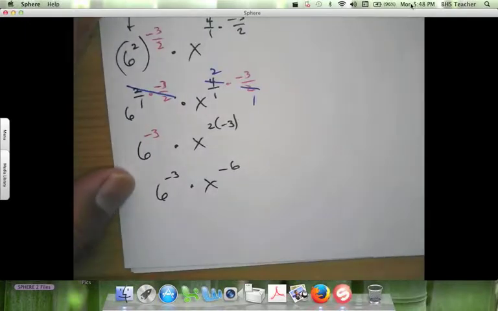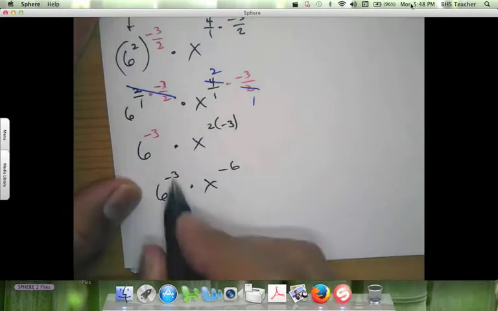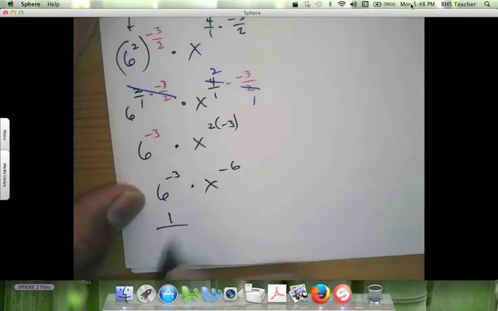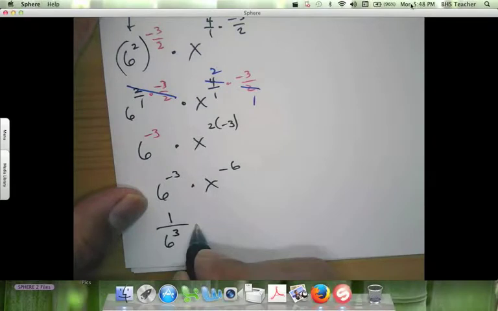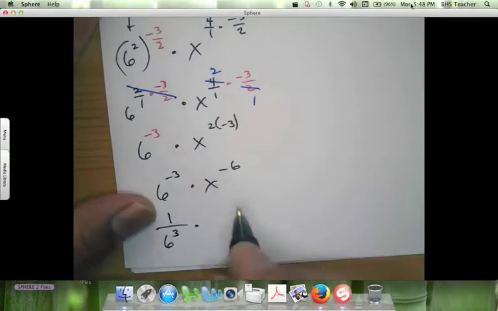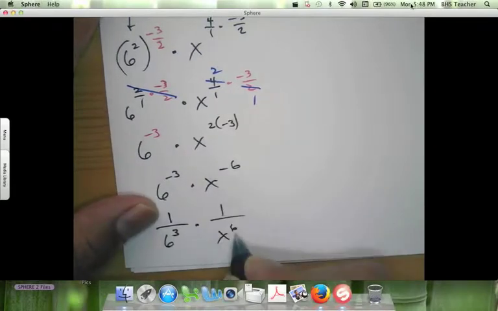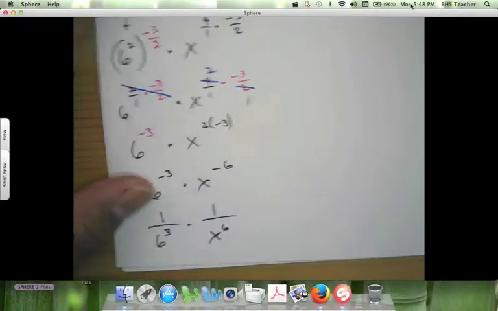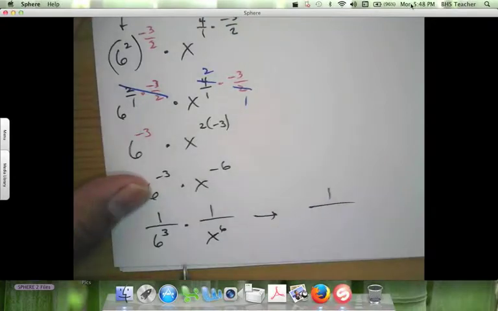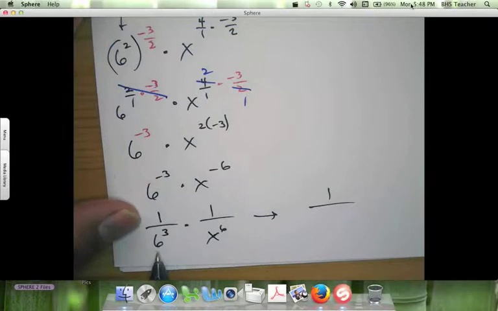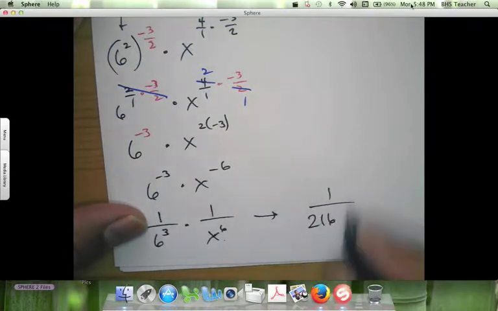6 to the power of negative 3, which we know goes under, so it's 1 over 6 cubed times, and the same thing's going to happen to this one, 1 over x to the 6. Final answer, 1 over 6 times 6 times 6, that's 216 x to the 6.